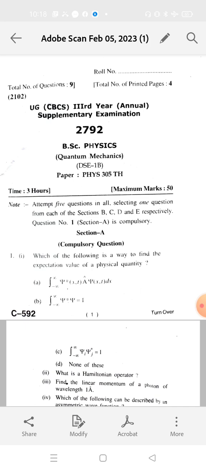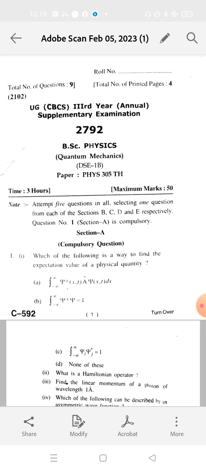In a nutshell, there are 5 questions in all and we have to attempt one question from each section, and section A is compulsory. So we will start from section A, which is the compulsory question. We have to attempt all parts of question number 1. So question number 1, first part.